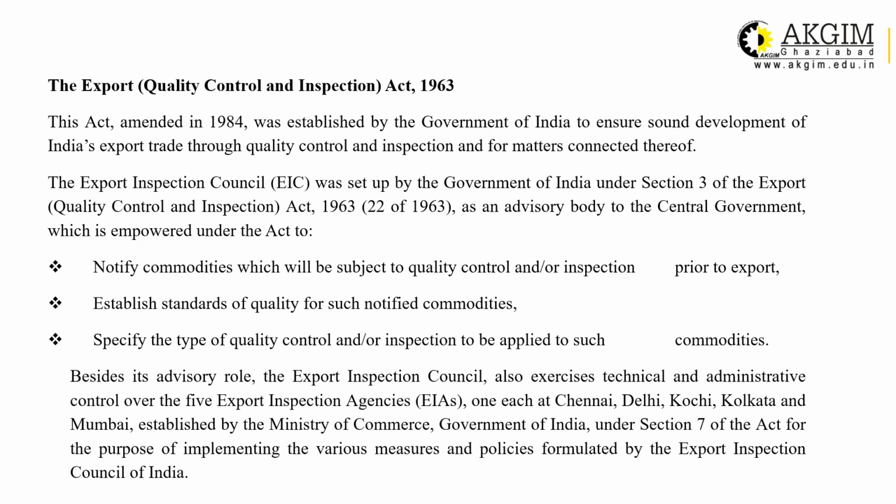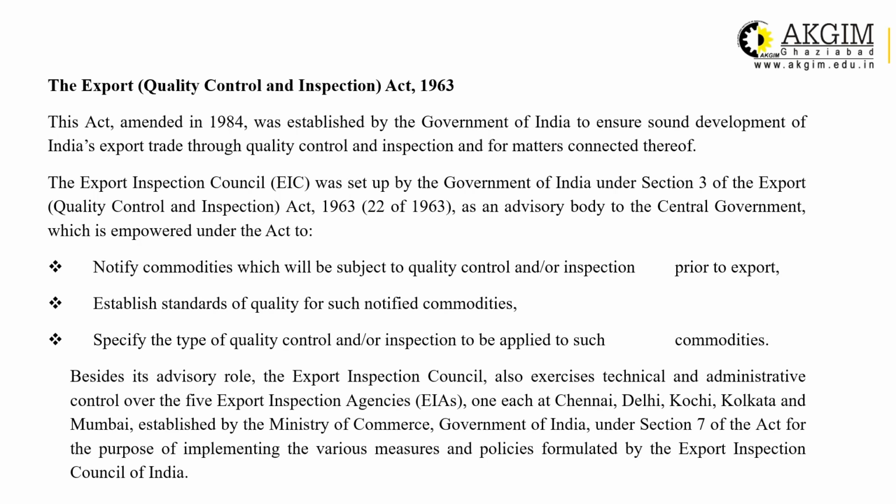So, for ensuring good quality products and services for export, we have an act, and the name of the act is the Export Quality Control and Inspection Act 1963. This act was amended in 1984. A proper amendment was made in the year 1984. It was established by the Government of India to ensure sound development of India's export trade through good quality and inspection, and for matters connected thereto.